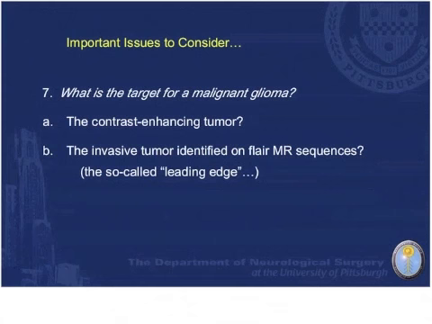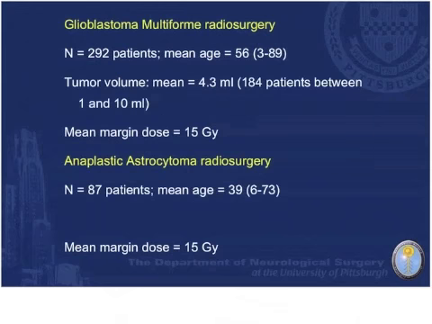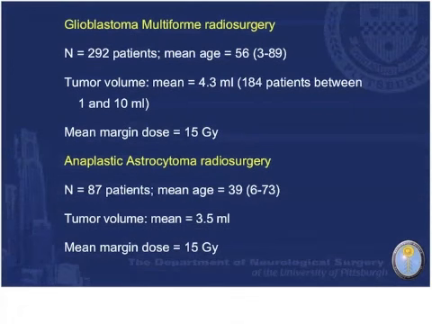And what is the target? The target traditionally has been the contrast-enhancing tumor, although others are currently interested in treating the invasive changes on FLAIR sequence, the so-called leading edge, where the tumor may be spreading into the white matter pathways or the corpus callosum. Briefly, our experience looking at several hundred patients with GBMs, you see the volumes are not very big. 4 cc's is relatively small.